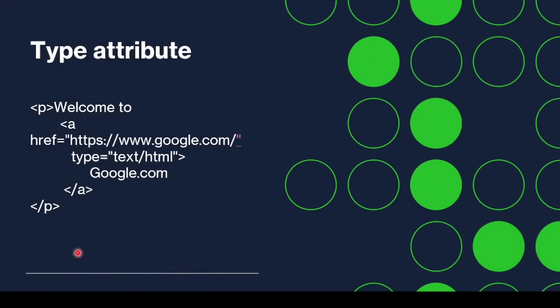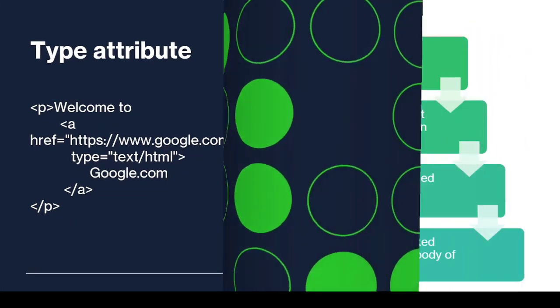And after that we have the type attribute. For example, we have a p tag here where we display welcome text, and after that we have a link of google.com, and I specified the text as HTML. Then we provided the link. It's just for understanding which type of link we are going to provide.